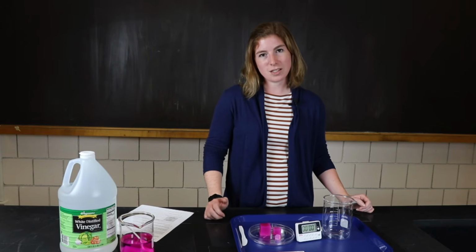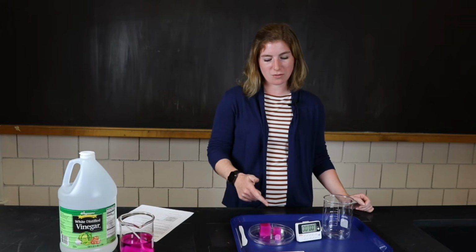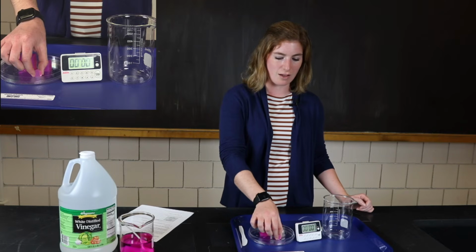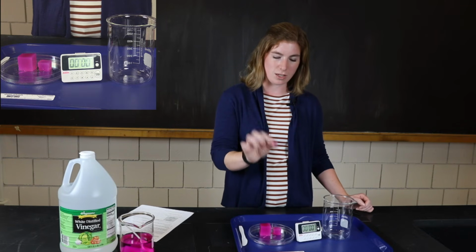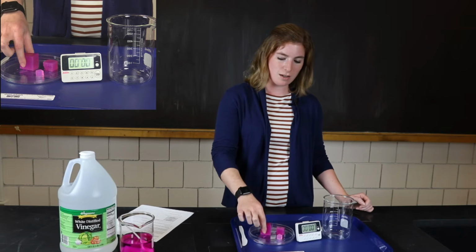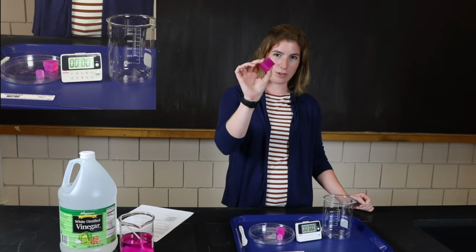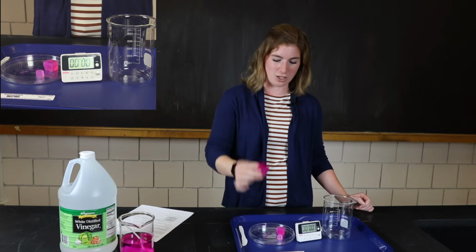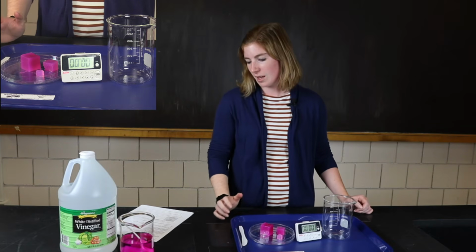So to model this, what we'll be doing is putting our 3 different cell sizes in. You'll see I have a 1 centimeter cube here, I have a 2 centimeter cube, and then a 3 centimeter cube. They feel a little bit like Jell-O, which is why I almost just dropped that.